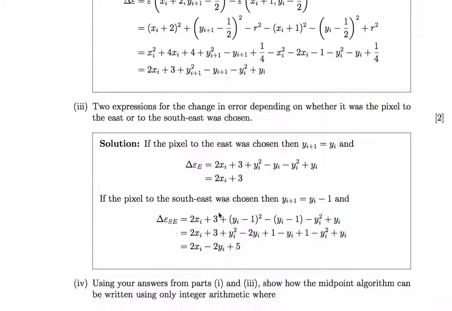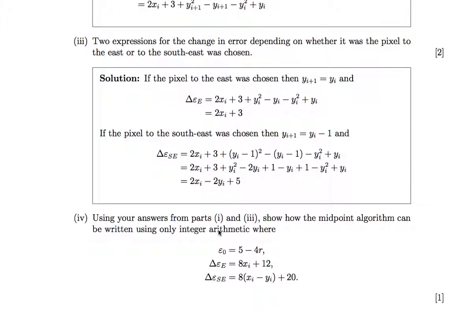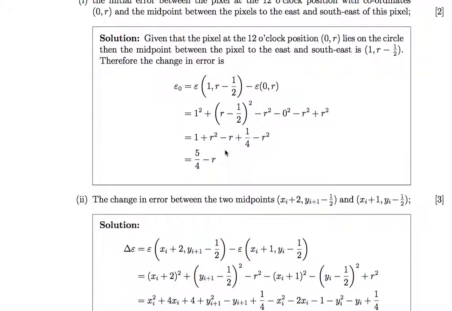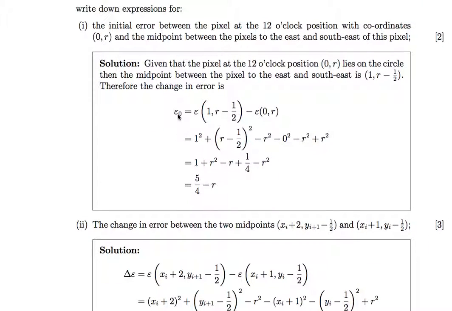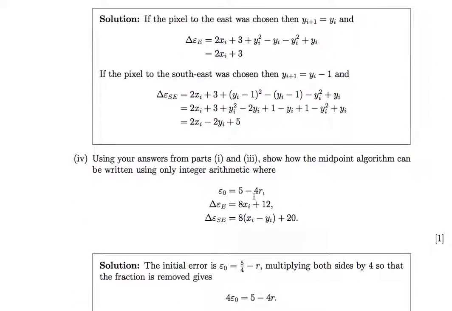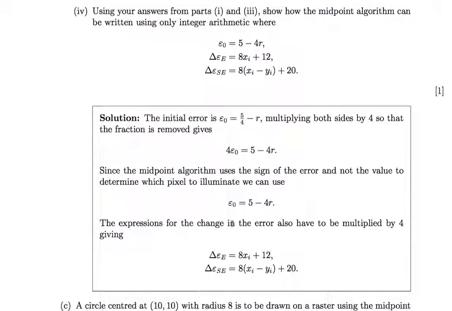Now, using your answers from part 1 and 2, show how the midpoint algorithm can be written using integer-only arithmetic. These 2 expressions which we just derived all use integers, but if we scroll back up to the initial error, epsilon 0, we see we have 5 over 4, which is not an integer. In order to make this an integer, if we multiply throughout by 4, we get integer-only expressions. That's what that question asks.